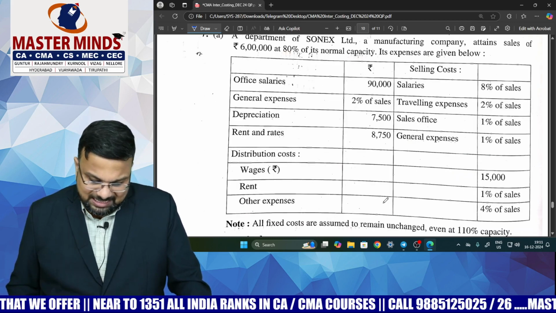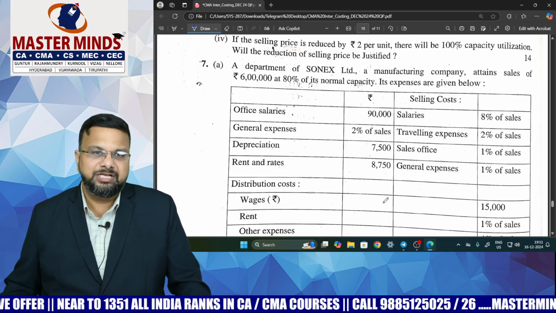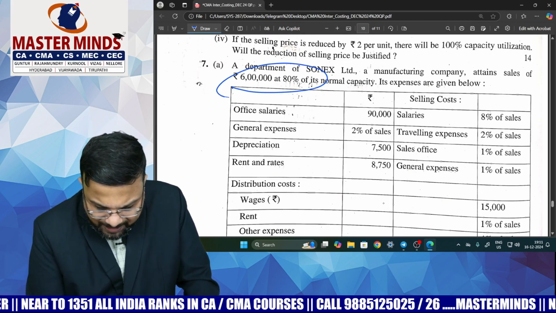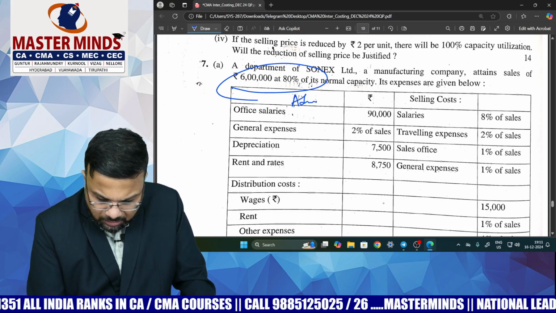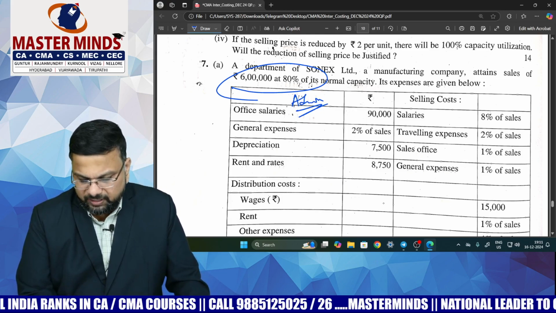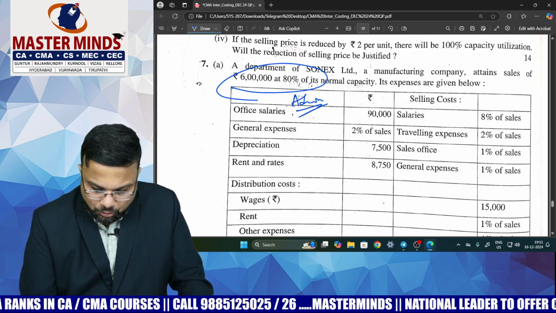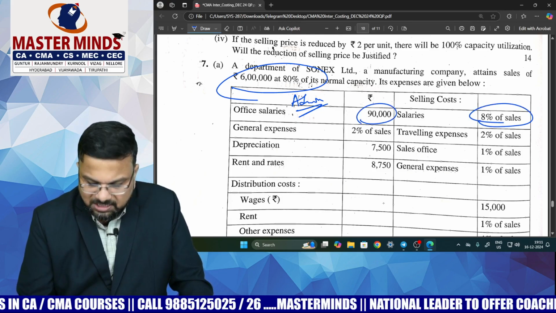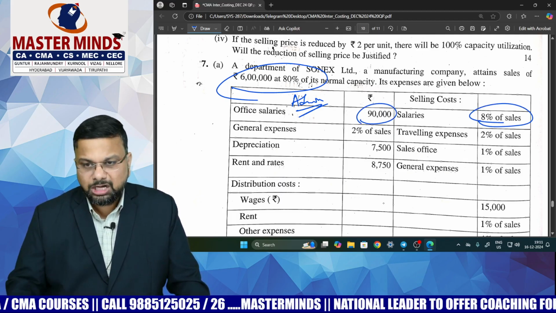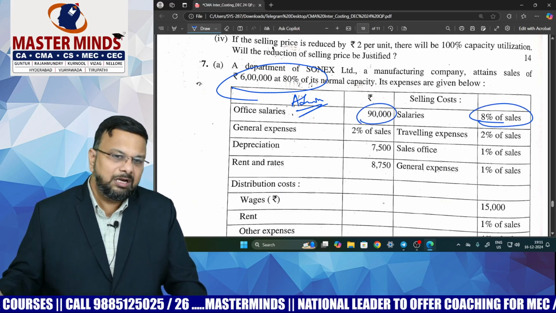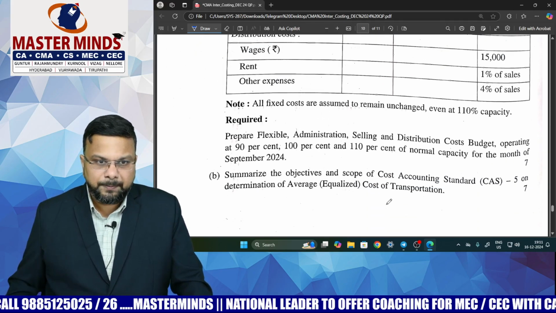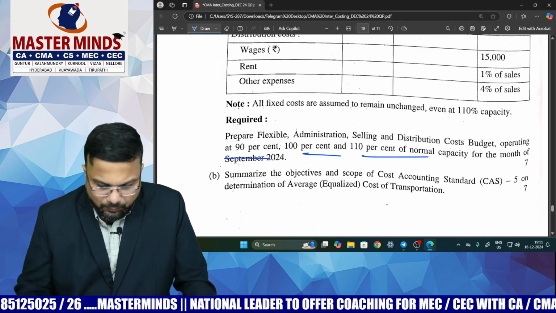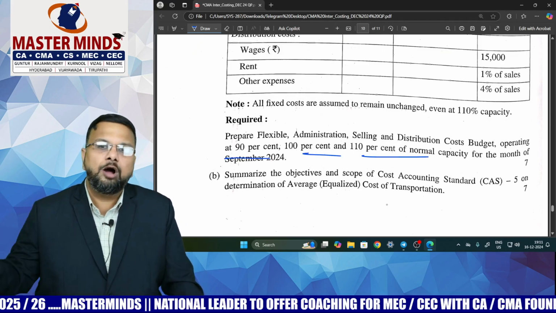That is it. 7A, nothing but budget and budgetary control. 80% capacity information is given, sales information. The tricky point here is that only admin, selling and distribution costs are given. Some costs are given as absolute numbers and some costs are given in percentages of sales. So if the costs which are given as percentage of sales are variable, the remaining are fixed. So basing on that classification, we have to prepare budgets at 90%, 100% and 110%. Straightforward problem, no complication at all.